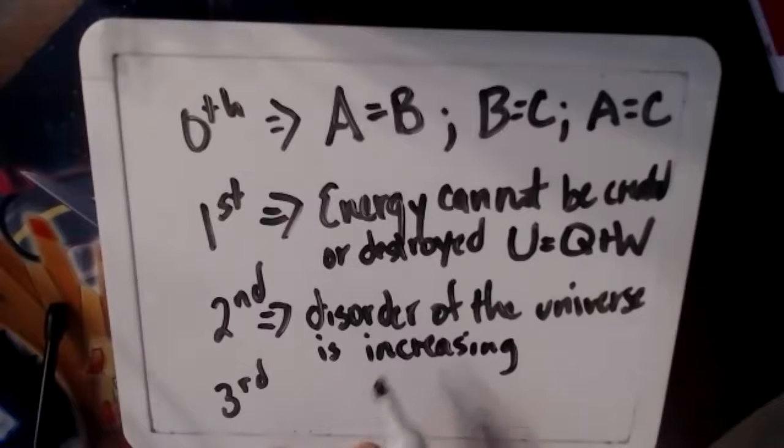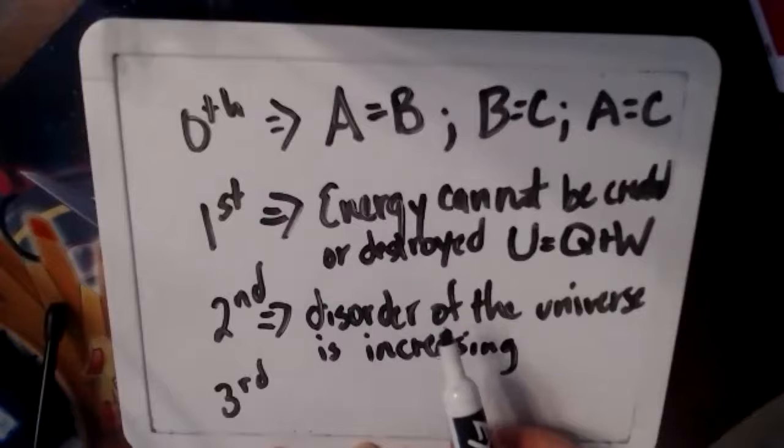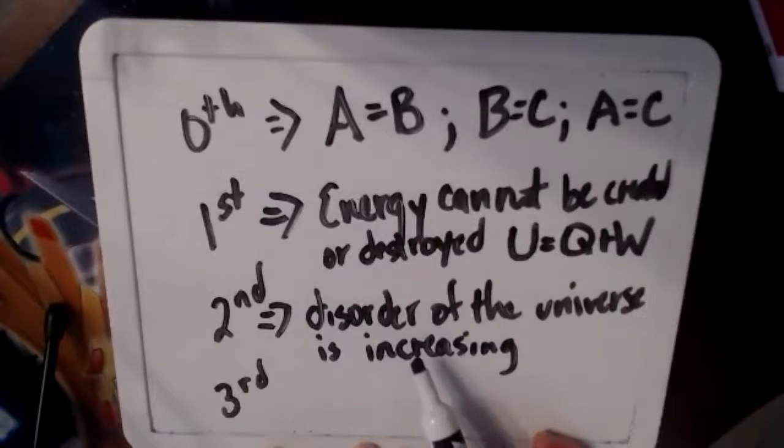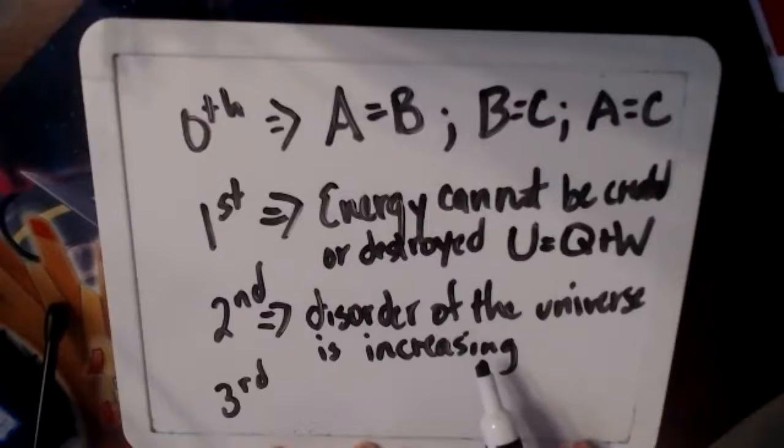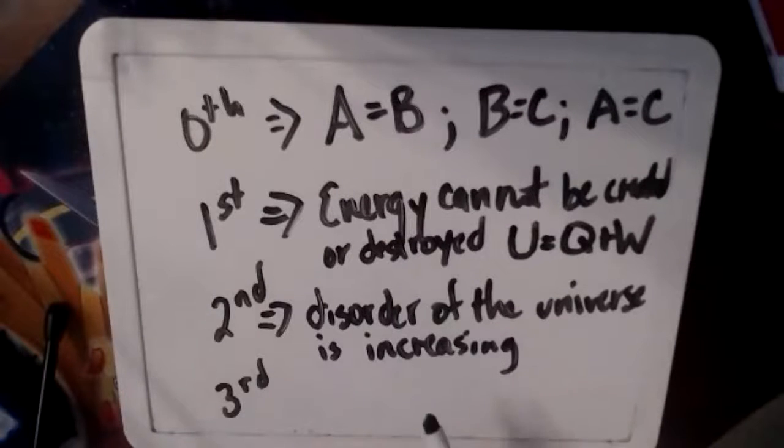And we use the word entropy to measure the disorder. So we want to be aware that the entropy of the universe is always increasing. And that just says that in any process, generally heat is generated. Therefore, we cannot be 100% efficient in any process that we do.